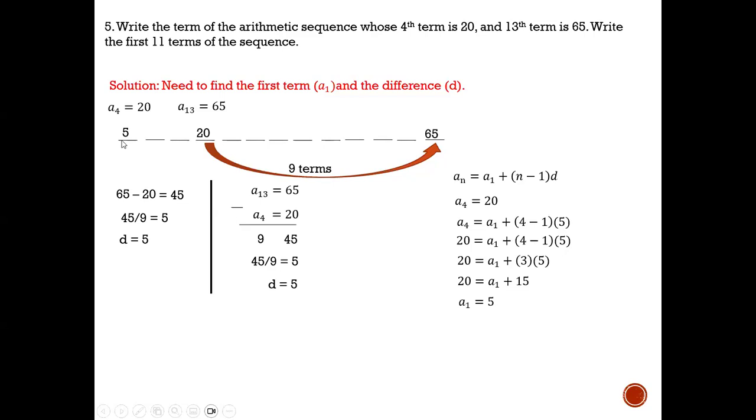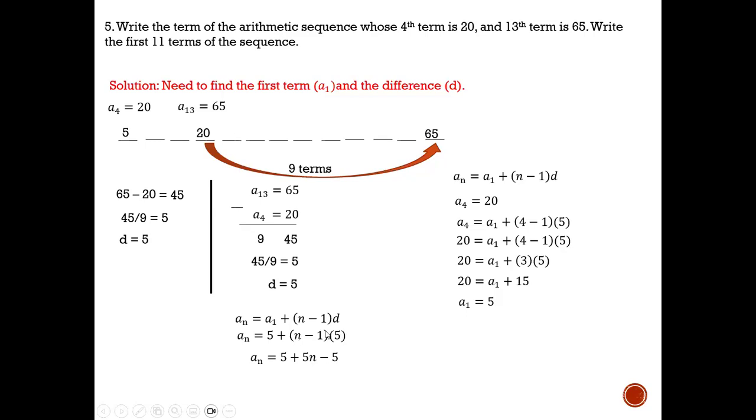Now, again, I know the common difference is 5, so I can just add 5 each time and get the next terms, or I can also continue by using the formula now. So I can go ahead and get a general formula here. A sub n is going to be a sub 1, which is 5 now. D is 5, and I plug these in to get a general formula here.